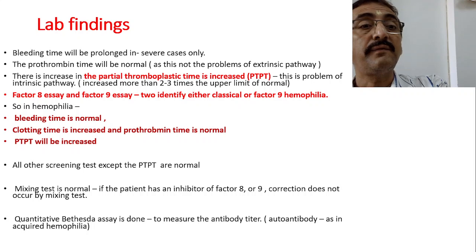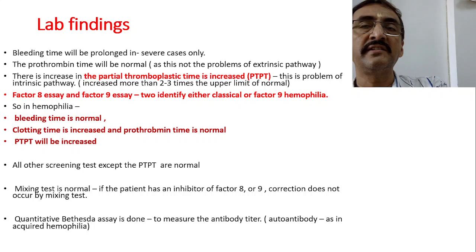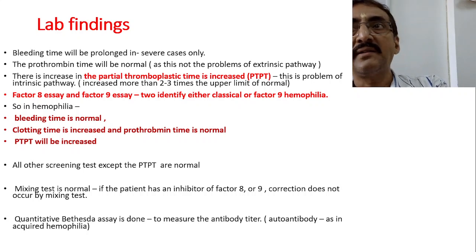Factor 8 assay and factor 9 assay are very important, because these are the two important factors which lead to hemophilia, to identify either classical or factor 9 hemophilia. In hemophilia, the lab findings show bleeding time is normal because the extrinsic pathway is normal, and platelets are also normal. Therefore, the bleeding time will be normal, but clotting time is increased, especially APTT, that is the intrinsic pathway, and prothrombin time is normal because it is related to the extrinsic pathway.